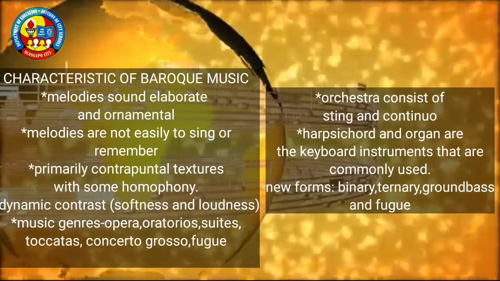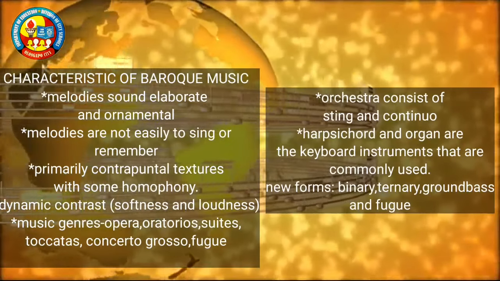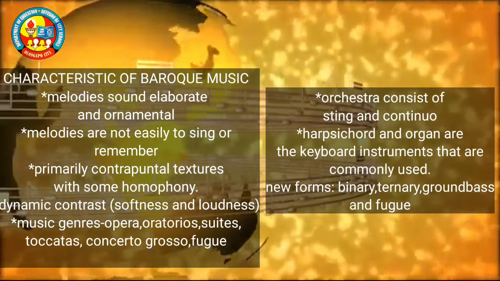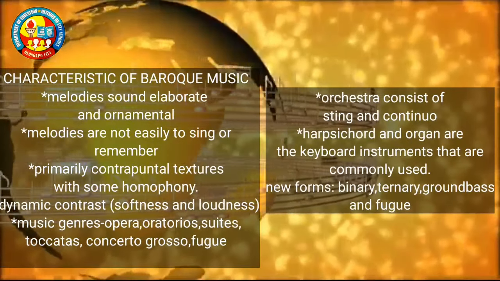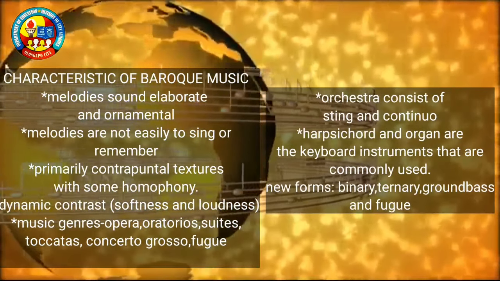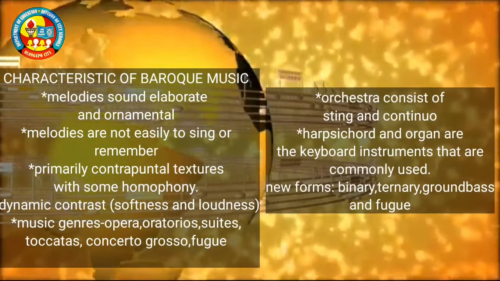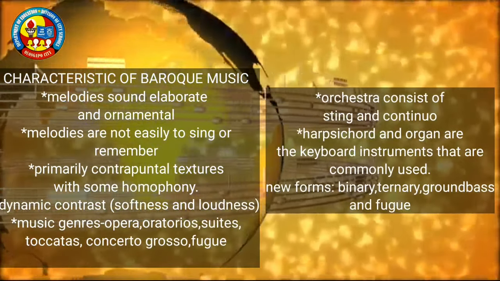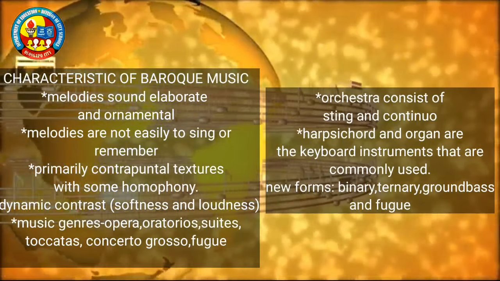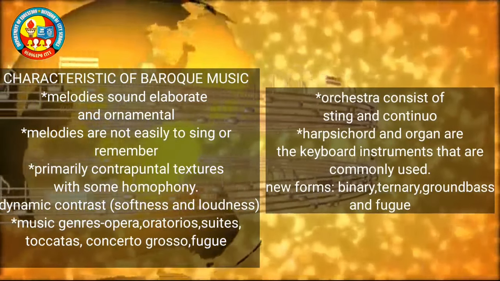Music genres, we have the opera, oratorios, suite, toccatas, concerto grosso, and a few more. Orchestra consists of strings and continuo. Harpsichord and organ are the keyboard instruments that are commonly used. And we have the new forms, the binary, ternary, ground bass, and fugue.